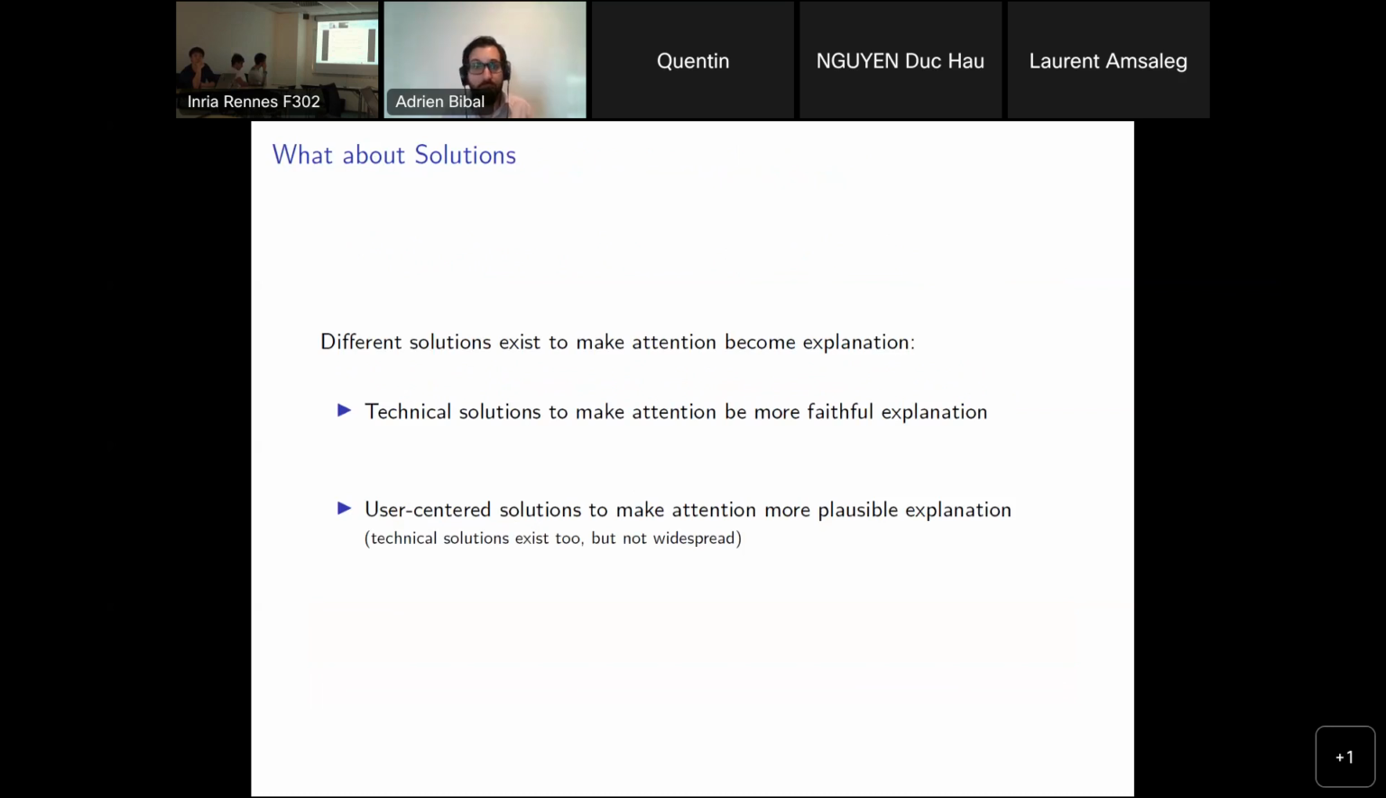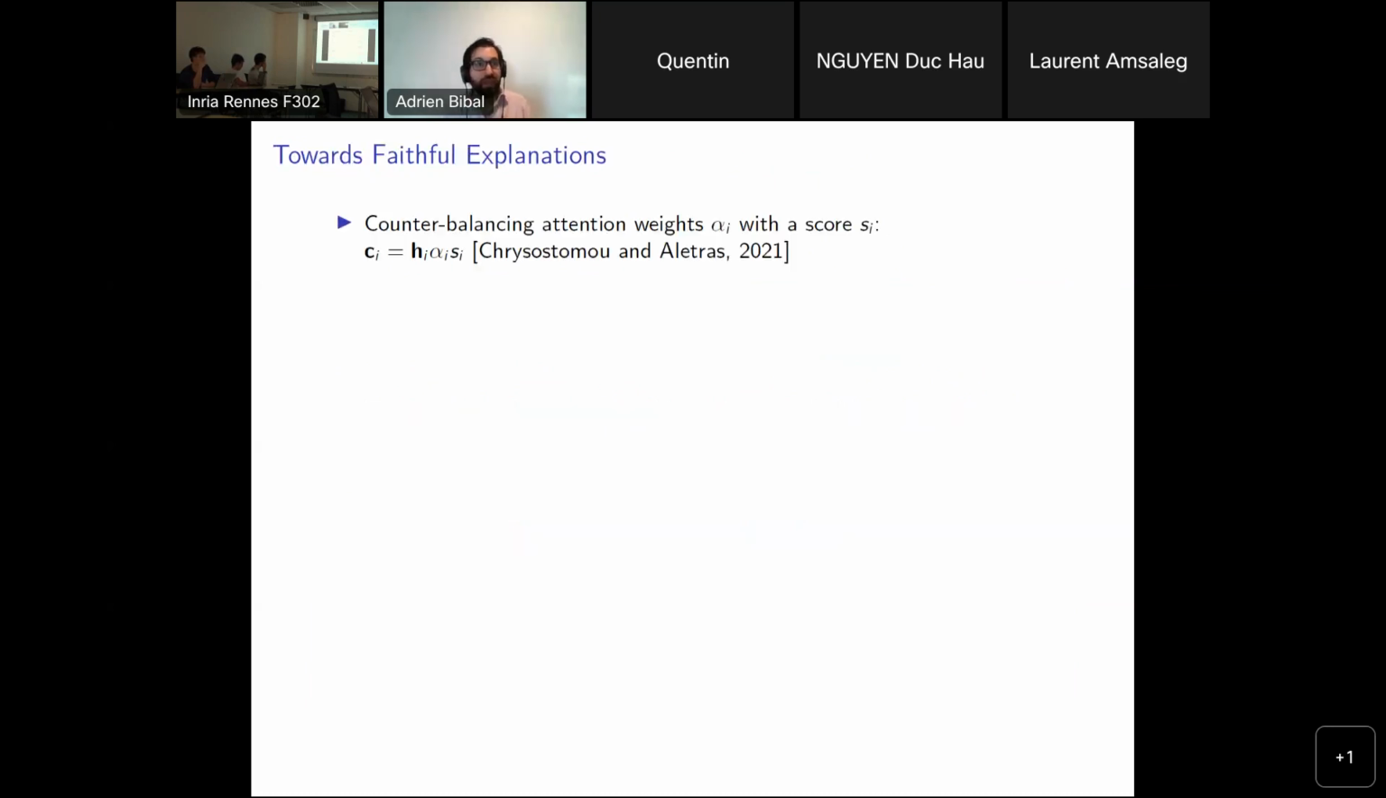So now I will briefly talk about some solutions that are proposed to solve these problems. So mostly there are technical solutions to make attention more faithful and user-centered solutions to make attention more plausible. Of course, there are technical solutions to obtain more plausible explanations, but they are not widespread. So for faithful explanation, we can add new parameters like a score SI that will counterbalance the attention weight if it does not weight the representation of the input token I.